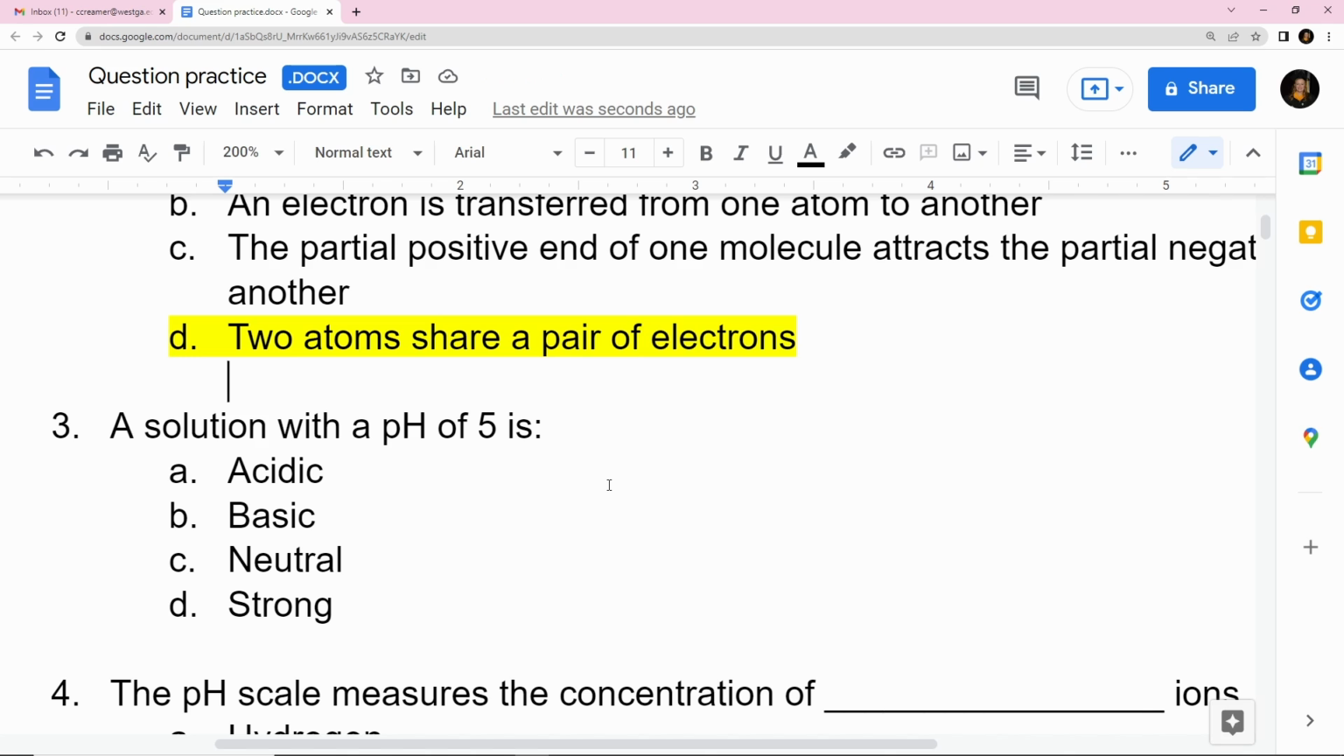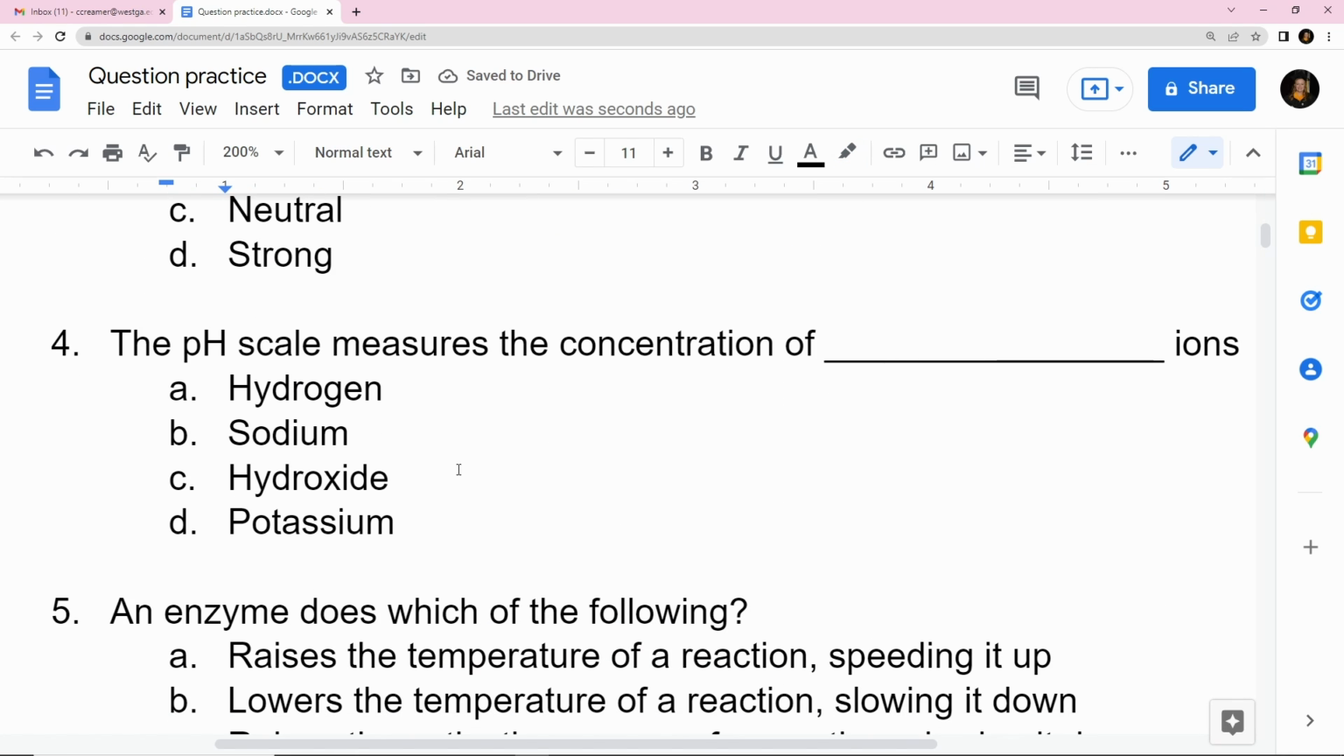Next question. A solution with a pH of 5 is acidic, basic, neutral, or strong. Something with a pH of 5 would be acidic. Question 4. The pH scale measures the concentration of blank ions: hydrogen, sodium, hydroxide, potassium. If you said hydrogen, you would be correct.